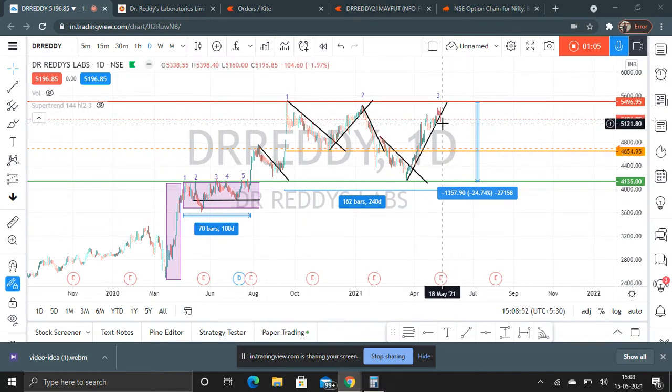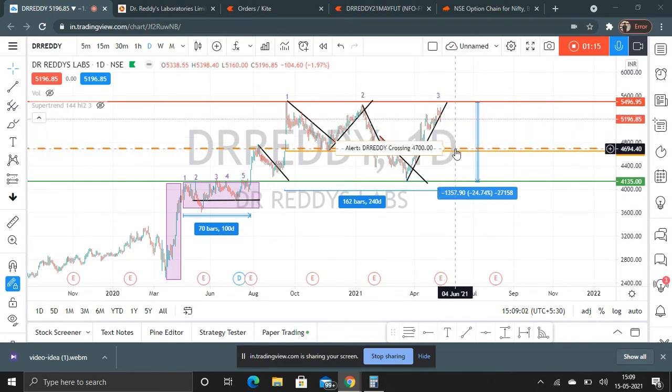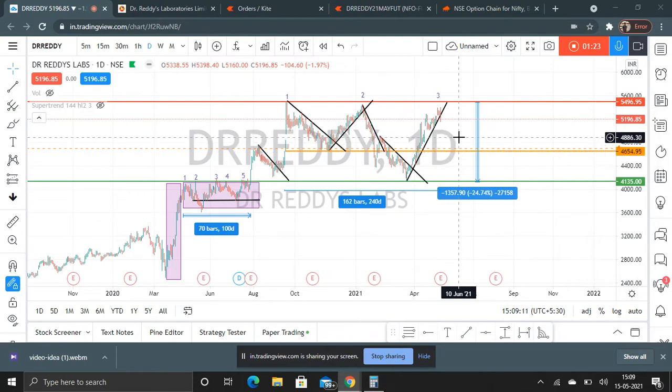And you are clearly seeing Dr. Reddy broke the trend line at point number 3 in this range, and we are expecting it to come down till the next support level, that is 4600 average. So we are suggesting to buy 4800 PE.